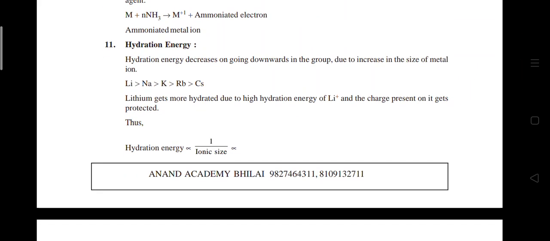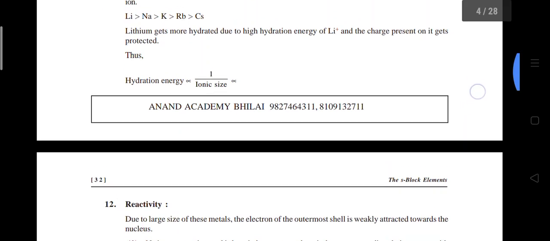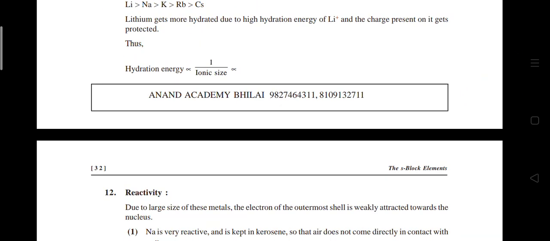Eleventh is hydration enthalpy. Hydration energy decreases on going down the group due to increase in size of the metal ion. Lithium gets more hydrated due to the high hydration energy of the lithium ion, and the charge present on it gets protected. Thus, hydration energy is inversely proportional to ionic size.